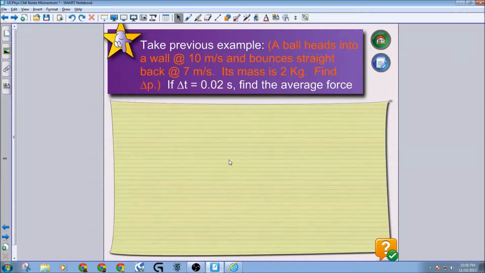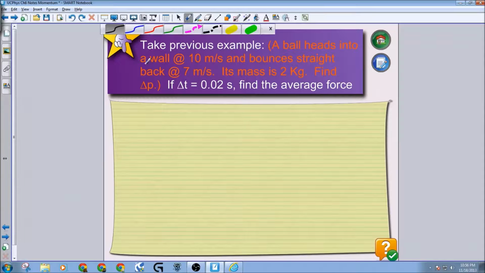So here we have an actual numeric problem that has the impulse momentum theorem in it. A ball heads into a wall at 10 meters per second and bounces straight back at 7 meters per second. If its mass is 2 kilograms, find the change in momentum. Then it says, if the change in time is this, find the average force.